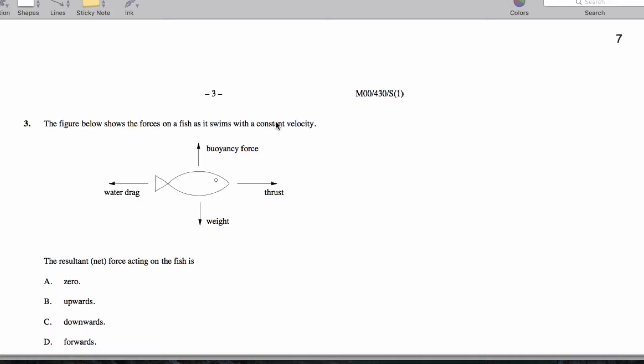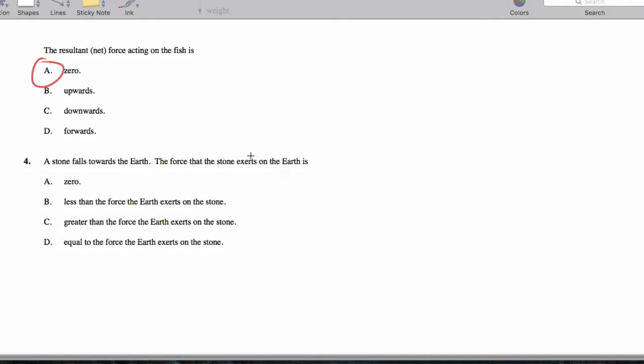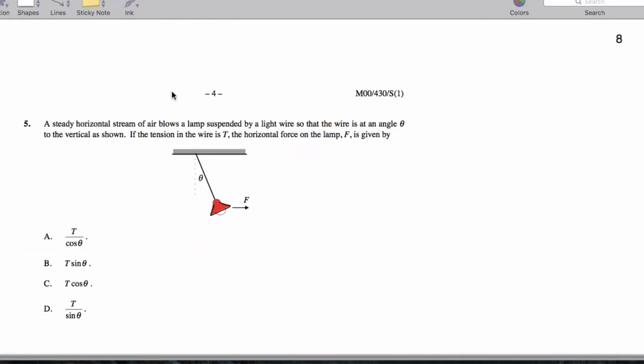All right. Constant velocity, net force, 0. A stone falls towards Earth. The force that the stone exerts on the Earth is exactly equal to the force that the Earth exerts on the stone, Newton's third law.